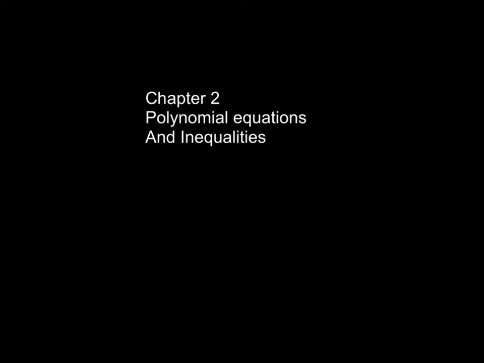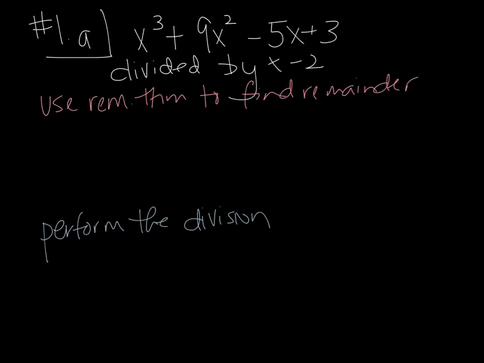This is the Chapter 2 review for polynomial equations and inequalities. 1a. We have the polynomial function x cubed plus 9x squared minus 5x plus 3, and we'd like to divide it by x minus 2. The first part of the question asks us to use the remainder theorem to find the remainder.